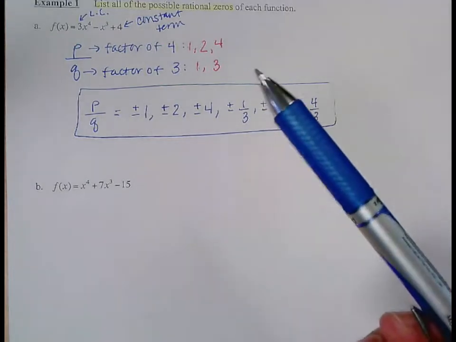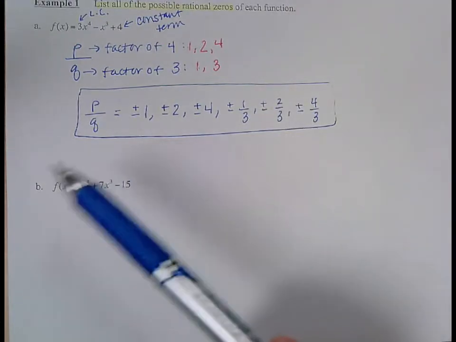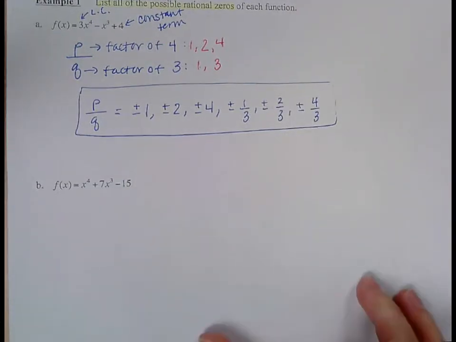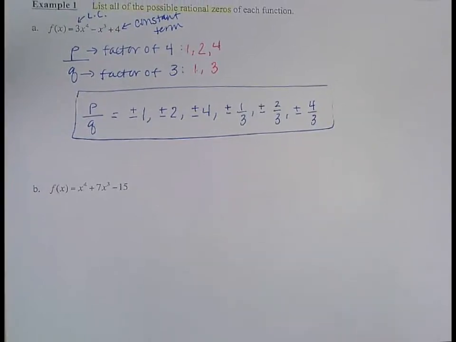What I would like you to do, though, is do part B, so find the possible rational zeros of that function f of x. And then we'll make sure we all have it before we move forward. Right, so the negative with the 15 doesn't really matter since all of your factors are going to be positive or negative. So you don't need to include the negative.